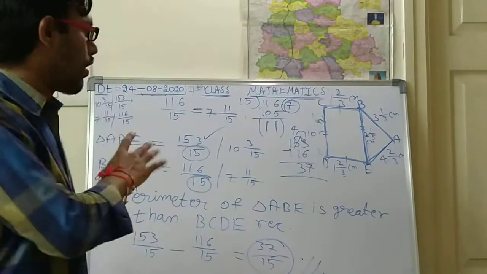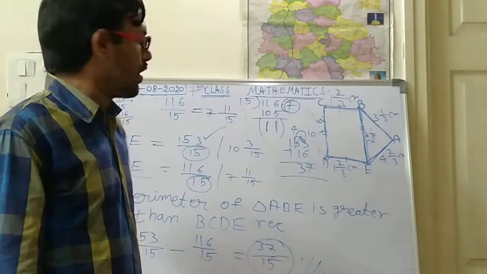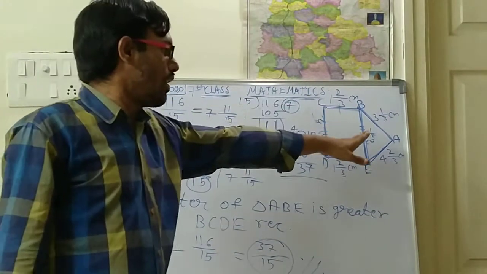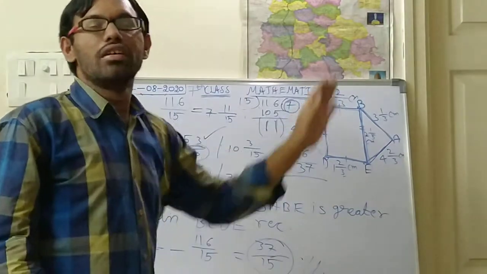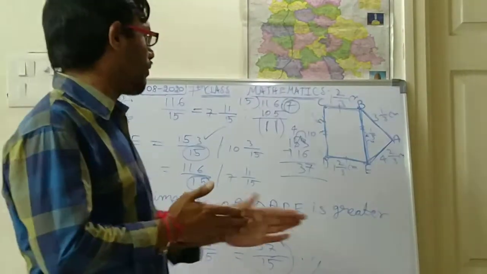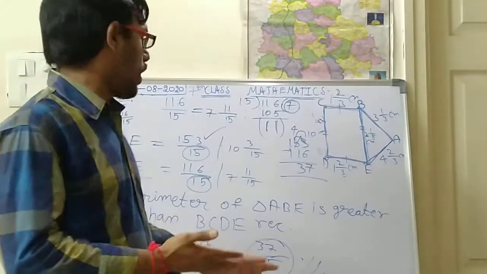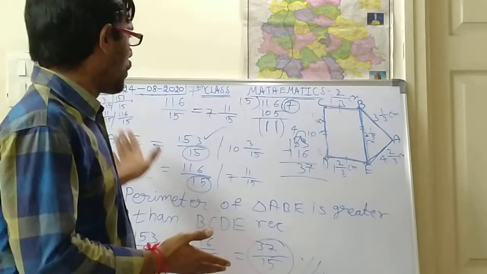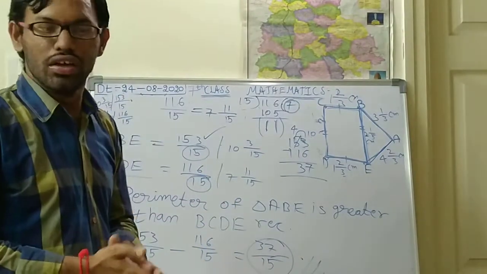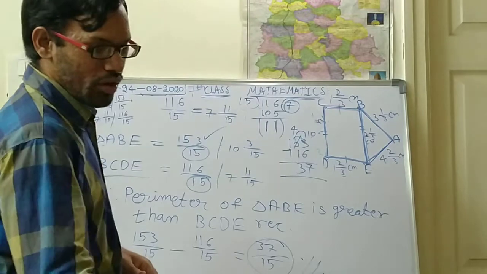Okay, I think now you have understood this problem. Like this you have to find the perimeter of any geometrical shape, by seeing the clues and doing the problem. I hope you have understood this problem. Now we shall go to one more topic.